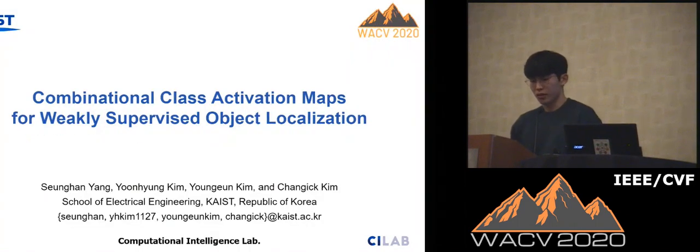This is Seung-han from KAIST in South Korea. Our paper name is Combinational Class Activation Maps for Weakly Supervised Object Localization.